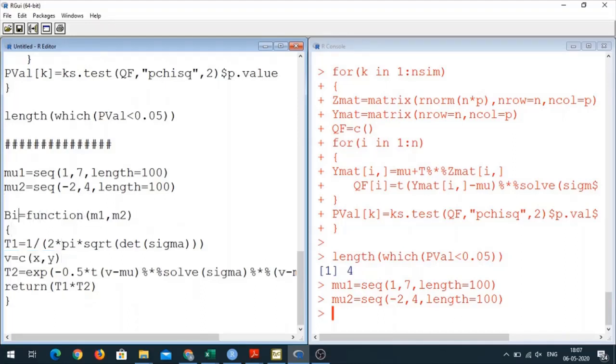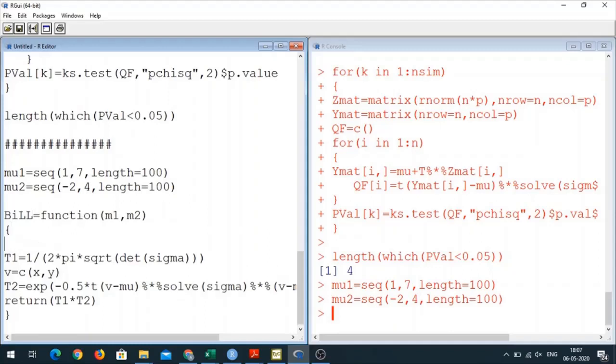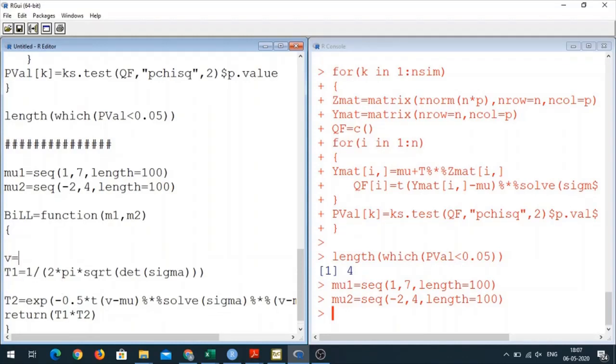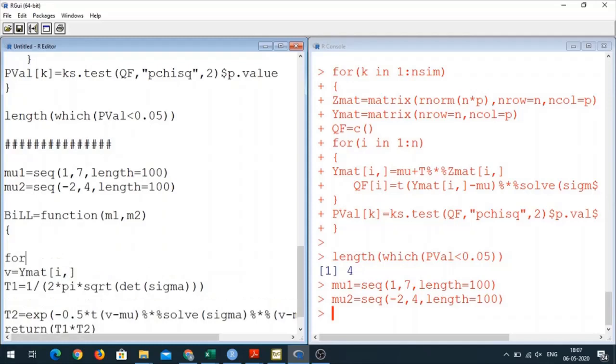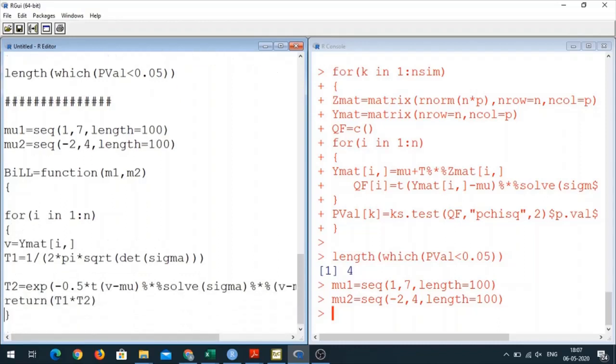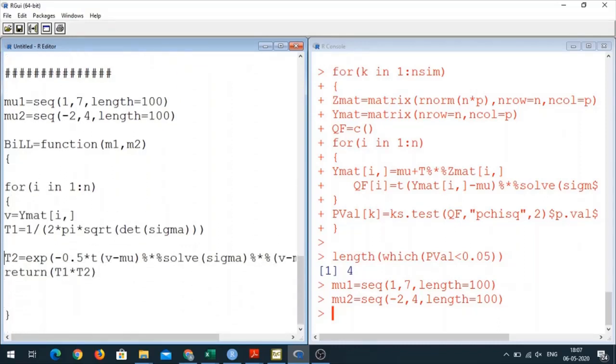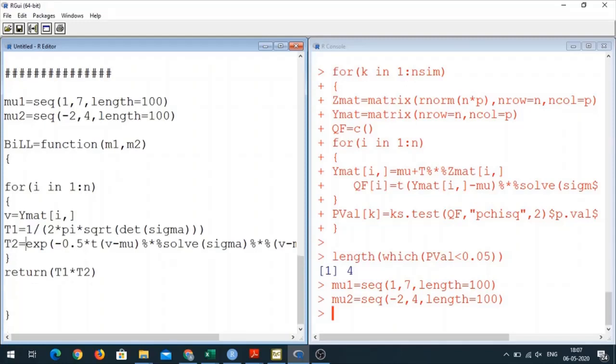Let me call it bivariate likelihood. So every time instead of V, we are going to take the ith observation from that sample, so y mat ith observation. I have to do this for i in 1 to n, because while computing the likelihood I have to compute the PDF for every observation and then take the product. So this is the first term.